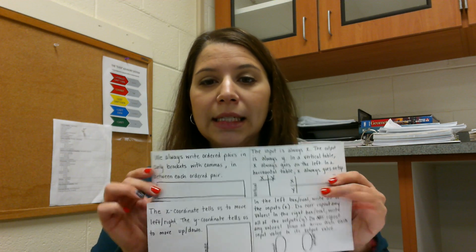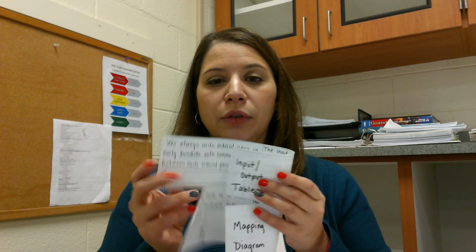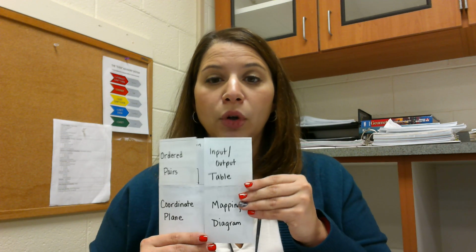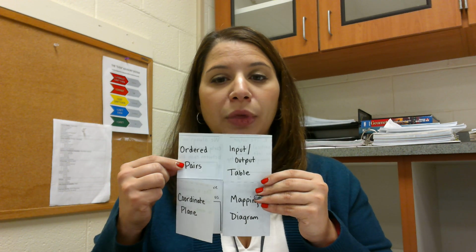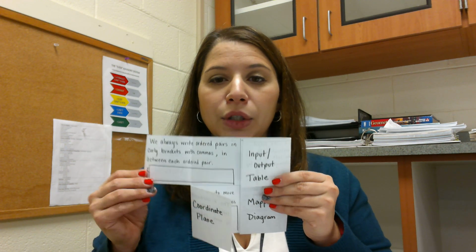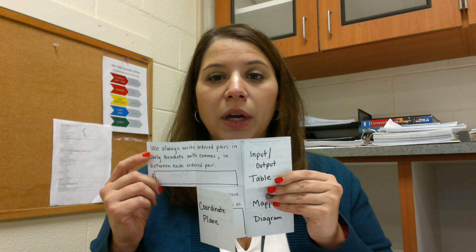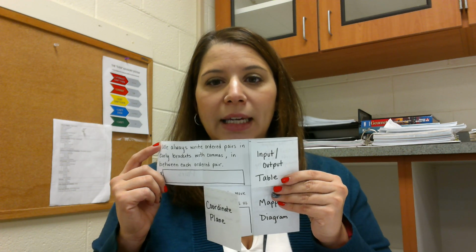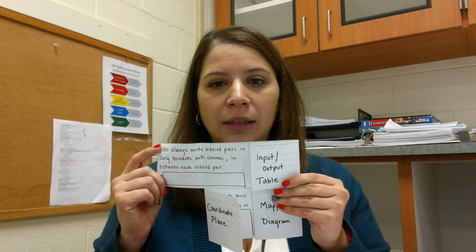Once the dotted lines have been cut, you can fold in your tabs to create a little four-flapped booklet. Once you have your booklet folded, we can discuss the four different ways to represent a relation. It's indicated right on the front of your foldable. The first way you can represent it is with ordered pairs. When you open it up, you'll see our definition. We always write ordered pairs in curly brackets with commas in between.